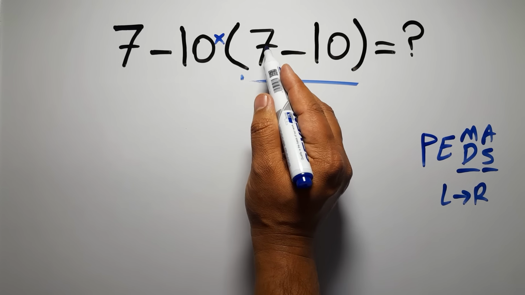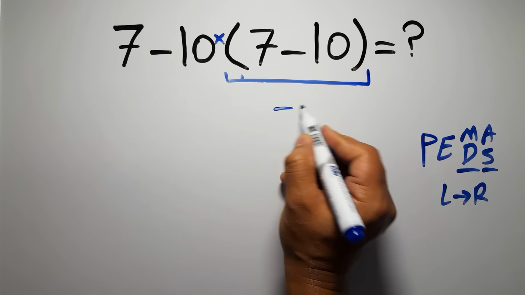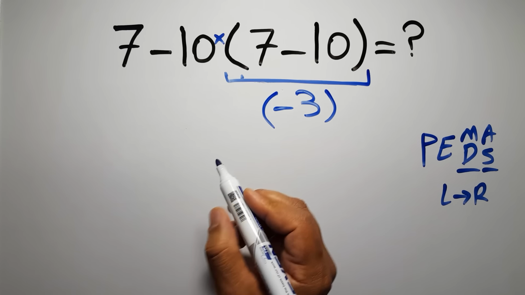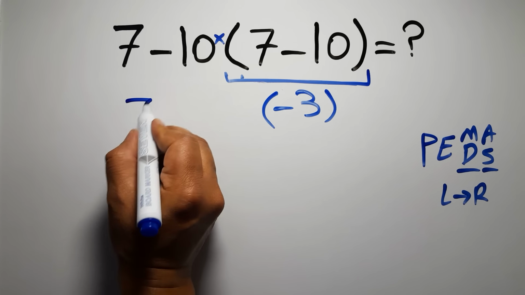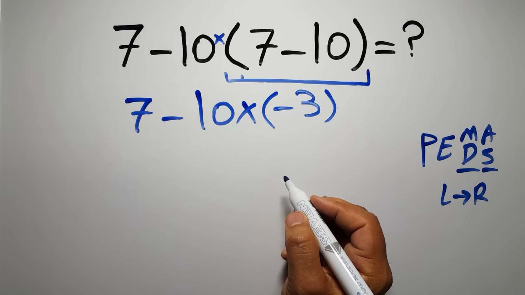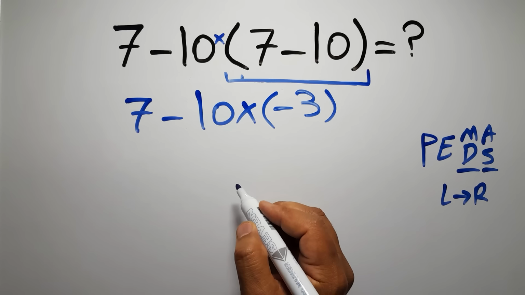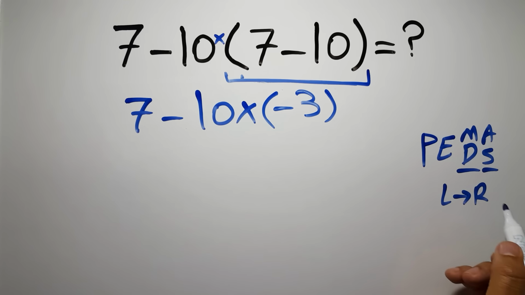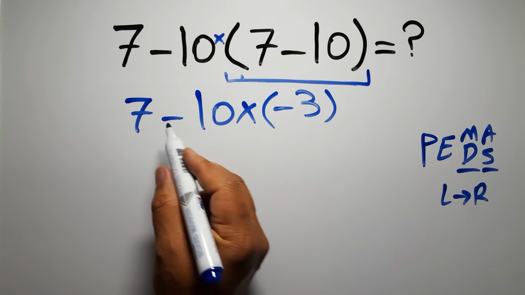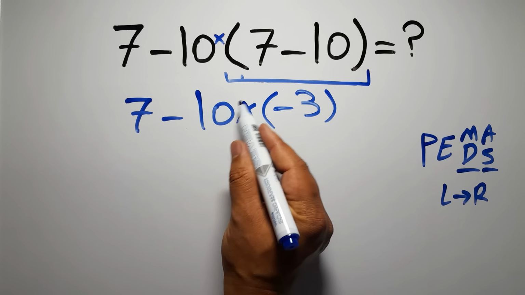Inside this parenthesis we have 7 minus 10, which equals negative 3. So 7 minus 10 times negative 3. Now we have one subtraction and one multiplication. According to the PEMDAS, multiplication has higher priority than subtraction. So here first we have to do this multiplication.